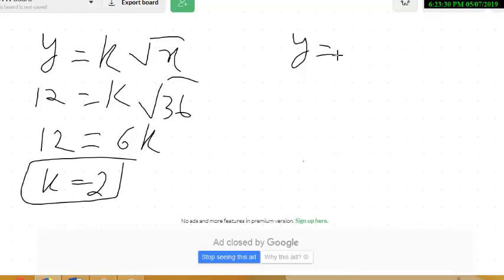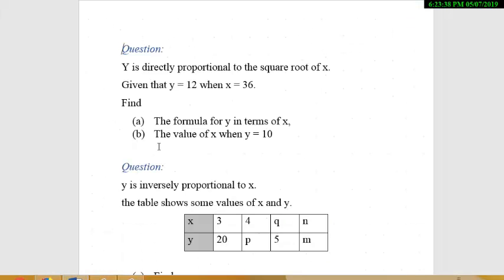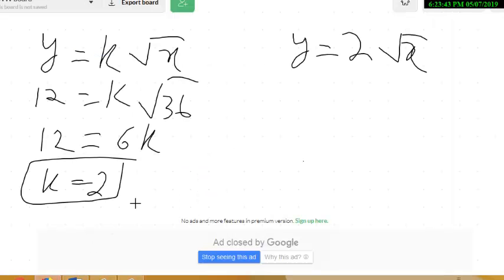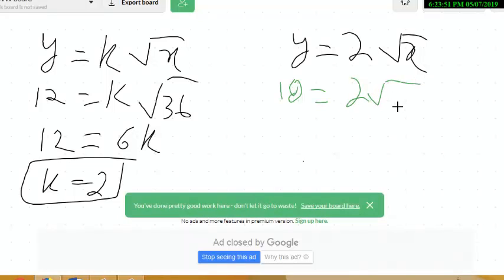So let me see. If y is 12 and x is 36, the square root of 36 is 6, so it is 6k is equal to 12, and k is 12 upon 6, which is 2. So now the complete formula is y is equal to 2 times the square root of x. This is the complete formula. You should give this formula in the answer.